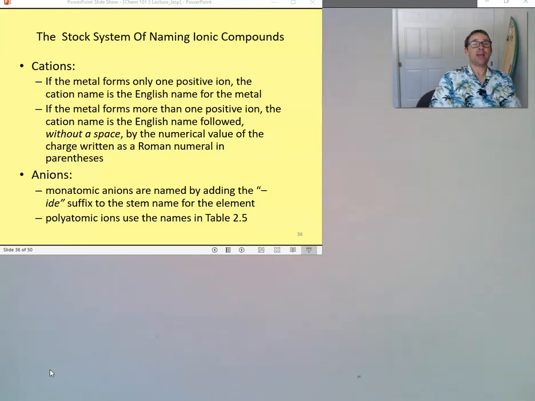All right, so now we're good at naming ionic compounds. We're also good at identifying what ions are in those ionic compounds. We're also good at counting the number of ions in those ionic compounds.